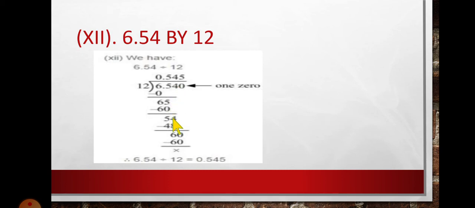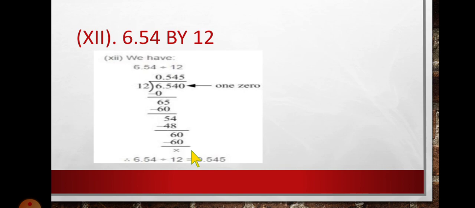So 12 fives are 60. 5 minus 0 is 0. 6 minus 6 is 0. Then we copy the 4, we write 4 below. Then 54. So 12 fours are 48. Then this is a borrow in subtraction, so we subtract 48 from 54, so 6 is left. Then you can see there is only 6 and 6 is less than 12. Then what to do? Then again we insert 0 and 12 fives are 60.